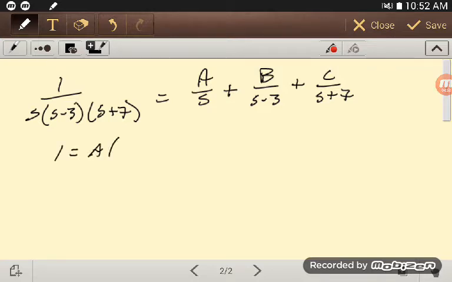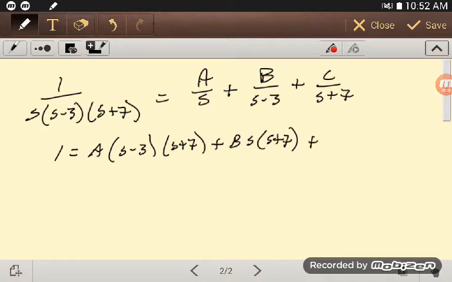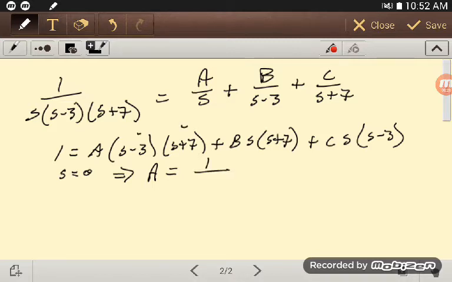1 equals a times s minus 3 and s plus 7, and then plus b times s plus 7, and then plus c times s minus 3. And so again, if we let s equal 0, what that means is that a is equal to 1 over, and I just put 0 into here and here, and I get minus 21.